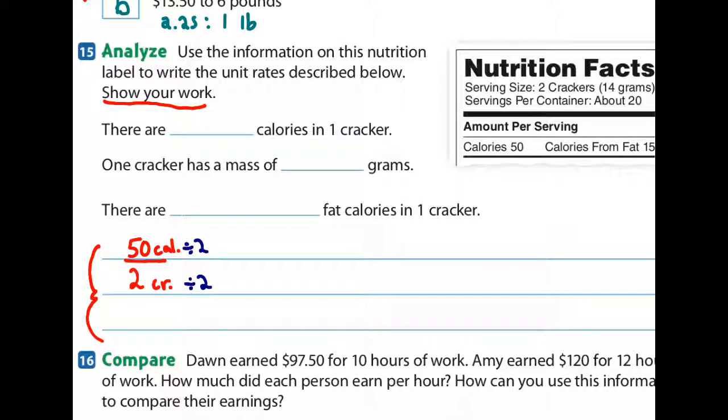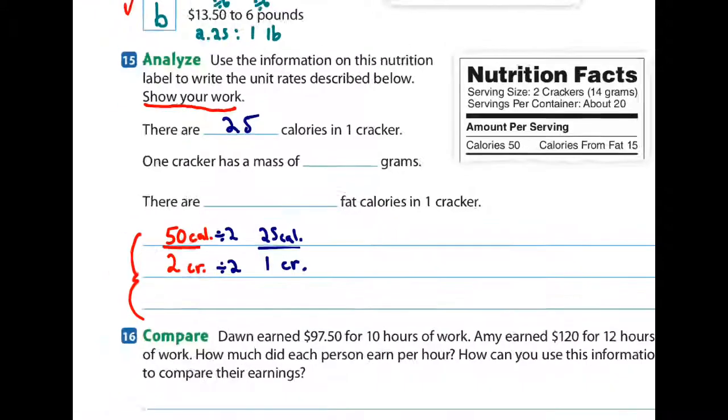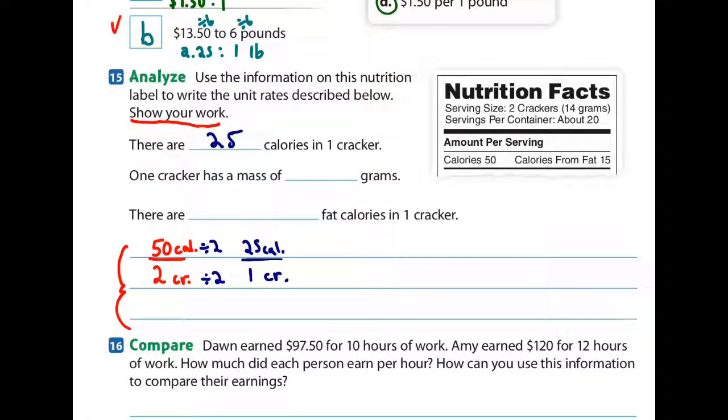And if you do that, 50 divided by 2 is 25 calories in 1 cracker. So that's our rate. So right here, there are 25 calories in 1 cracker. Now, you are going to use the rest of the information in here, it's all in this label, to answer this question and answer this question, and make sure you show your work for them down here. So pause the video, finish number 15, restart it when you're done.